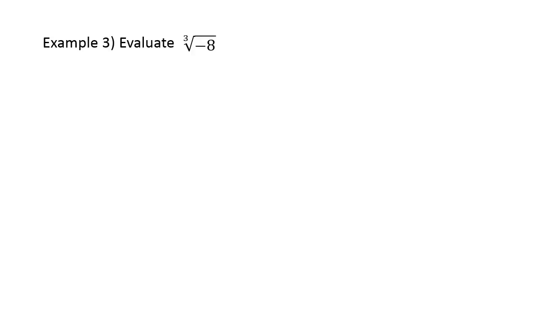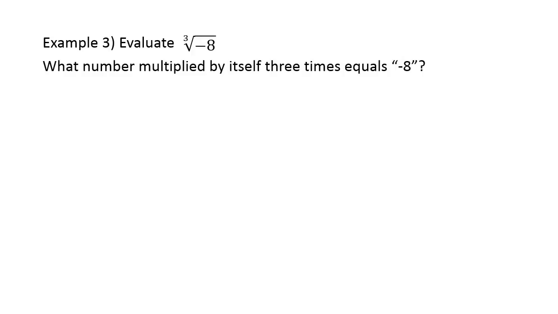Example 3. Evaluate the cube root of negative 8. So what number multiplied by itself 3 times equals negative 8? The answer is negative 2. Negative 2 times negative 2 is a positive 4, and then positive 4 times negative 2 is negative 8.